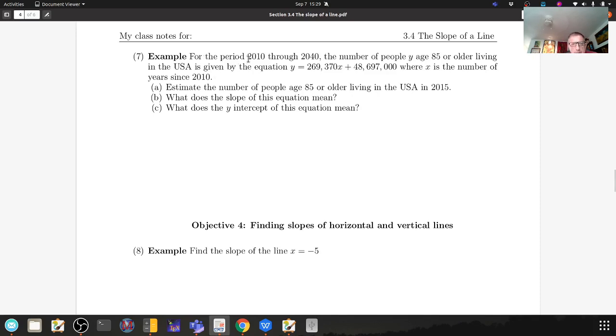For the period of 2010 through 2040, the number of people Y age 85 or older in the USA.